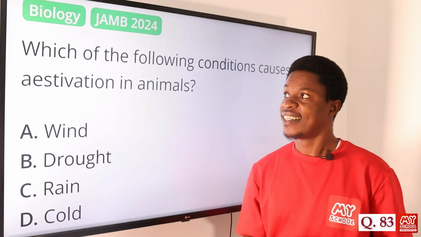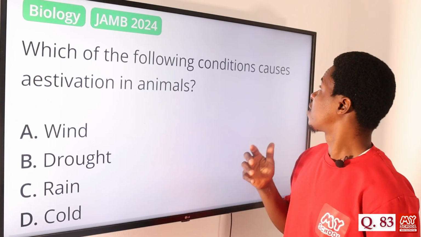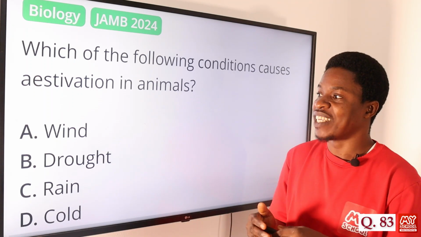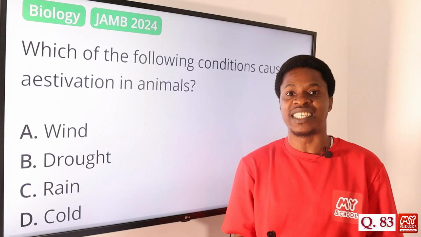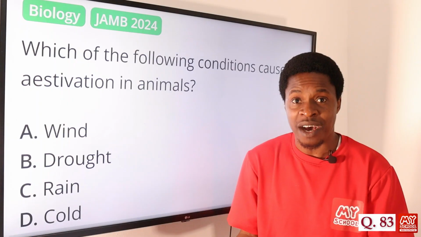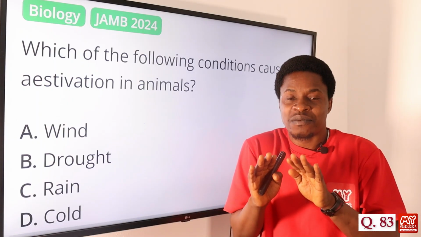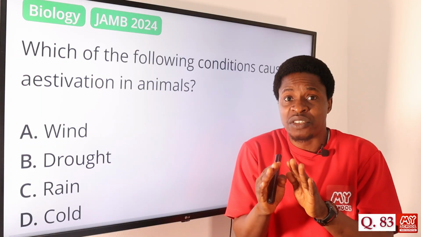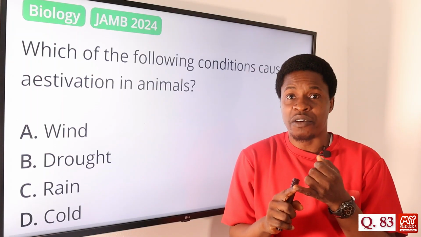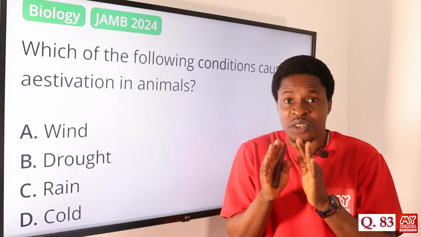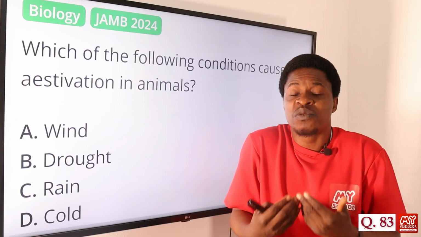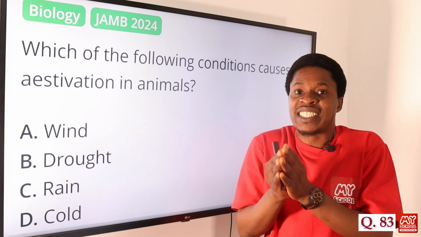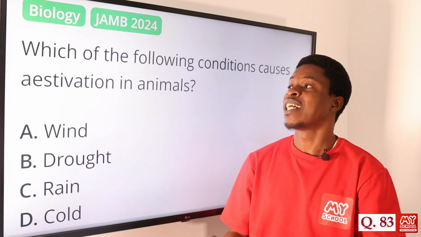Question 83. Which of the following conditions causes estivation in animals? Now, what is estivation? You must know that. Estivation is a process whereby an organism or an animal shuts down, reducing the activities it carries out. The metabolic activity just goes down. Usually, when there's scarcity of water or food, it shuts down a bit in order to retain and conserve the energy that it has so that it can keep on surviving and adapting in that situation.